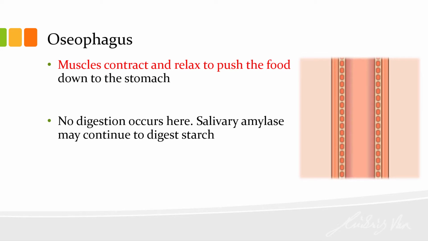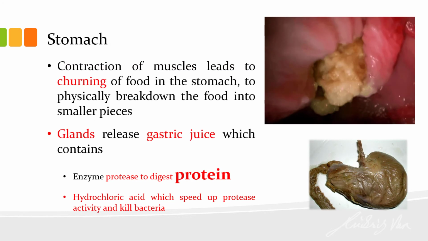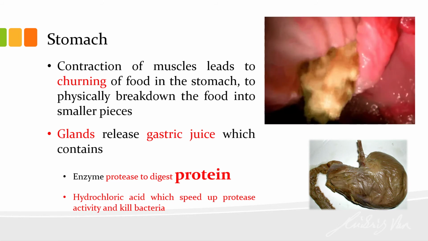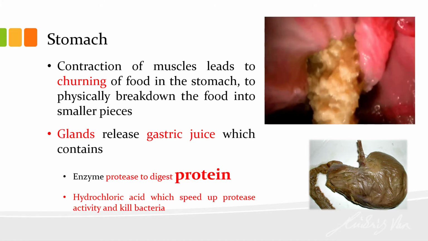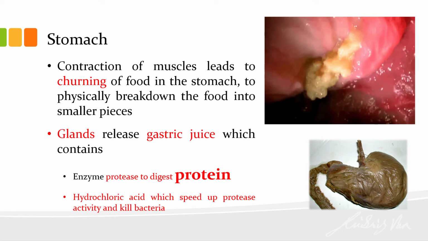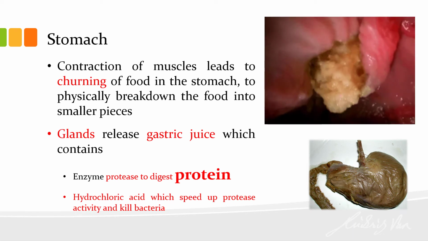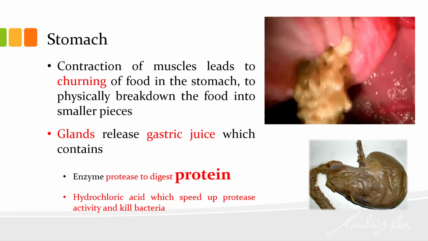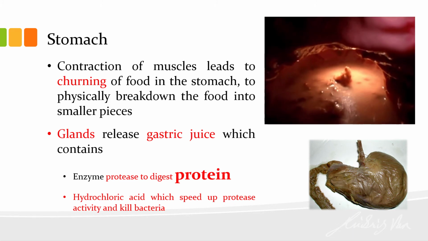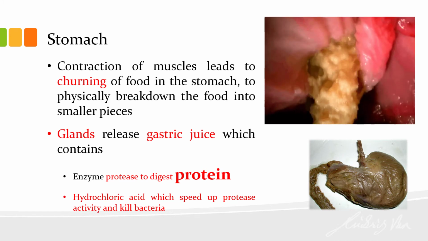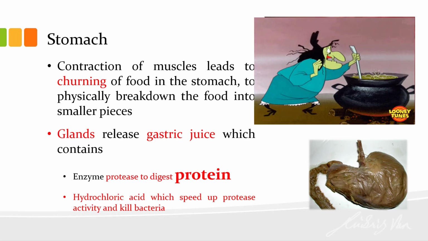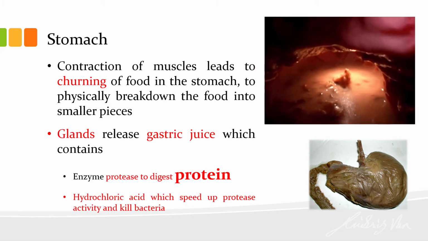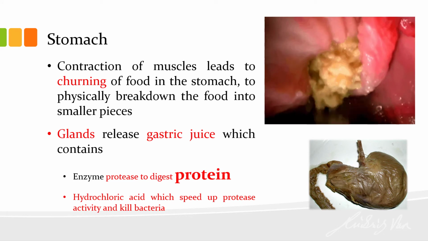After the esophagus, the food will be deposited into our stomach. Oh, I can hear some of you yucking already. But this is what occurs in your stomach, so this is part of you. So inside our stomach, the muscle will contract, churning up the food and hence physically breaking them down into smaller pieces. Churning of food is like stirring. So you can imagine like a witch stirring her potion. This is what our stomach is doing, or the muscle inside our stomach is doing. It will churn up the food.